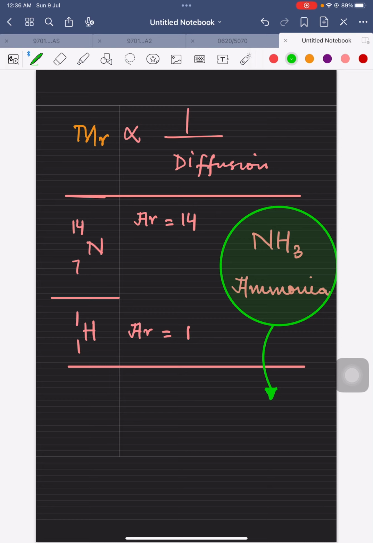For nitrogen, I am writing here 14. How many times is nitrogen there? One time. So 14 will be taken once. What about hydrogen? It is there three times, so it is 1 plus 1 plus 1. So I have taken their atomic masses and how many times each element is given. Now I am going to take the sum of that whole thing, and the sum is 17. The relative molecular mass, the Mr value, of ammonia is 17, whereas the relative atomic mass of nitrogen is 14, the relative atomic mass of hydrogen is 1, and the relative molecular mass of ammonia is 17.